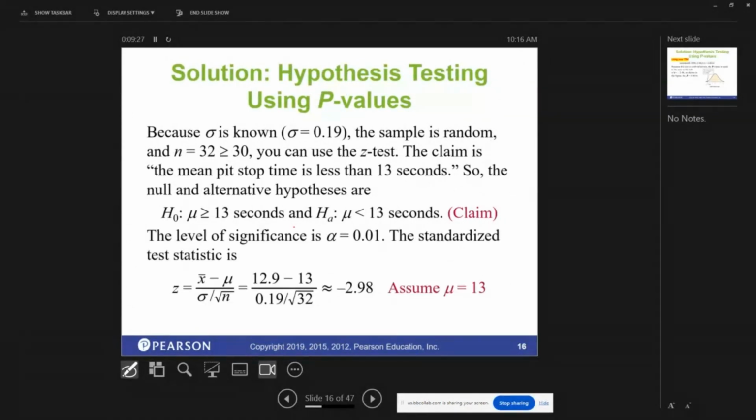Okay, so now I need to find my standardized test statistic, which is Z. And so here's where I use my formula. X bar was 12.9. I subtract 13 from it. This number that is in your statement is what you're going to use for your mean. And then your standard deviation was given to be 0.19, and you're going to divide that by the square root of 32. When you put that in your calculator, you get about negative 2.98.